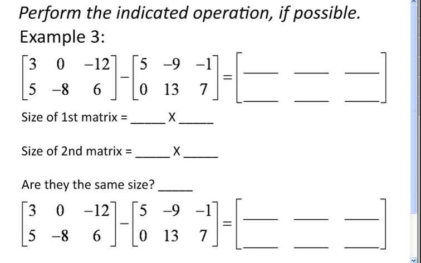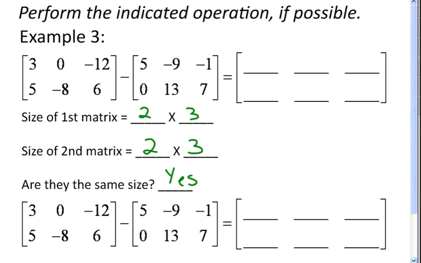All right, here's our first example. We're going to go ahead and perform the indicated operation if possible. First thing we need to do is identify the size of each matrix. We have 2 rows by 3 columns, 2 rows by 3 columns. Are they the same size? Yes, so we can actually subtract these. First thing when you're adding and subtracting, make sure they're the same size.